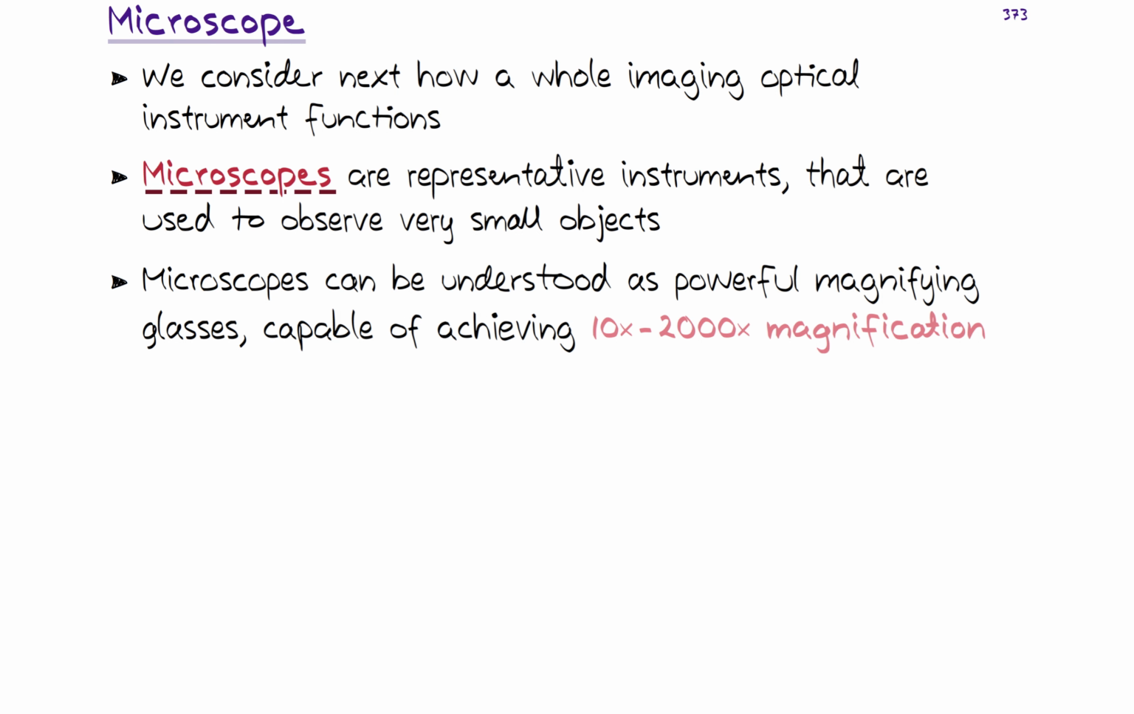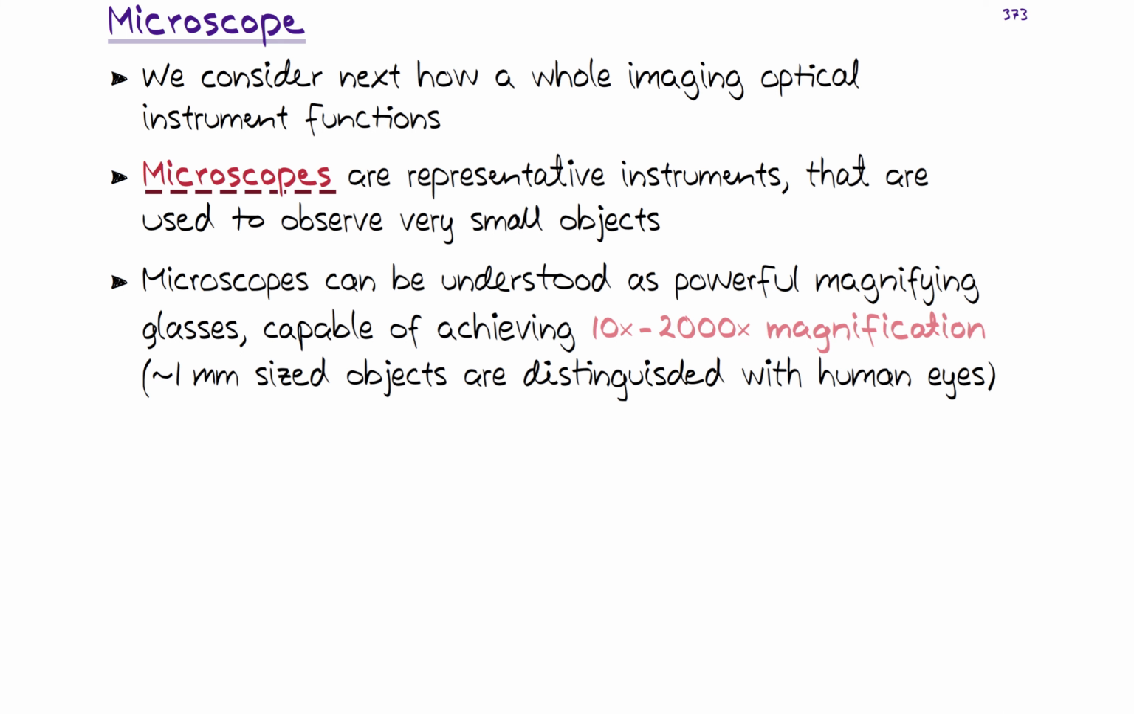And how much magnification we can get, if we are speaking of optical microscopes, is easily 10 to 2000. If we put that into perspective, if we do not use a magnifying glass or a microscope, it's roughly 1 millimeter sized objects that we can still see with our human eyes. And then if we can form a 2000-fold magnification, that means that we are really able to see with an optical microscope something that is smaller than a micrometer in size. So we can really see things that are quite small.